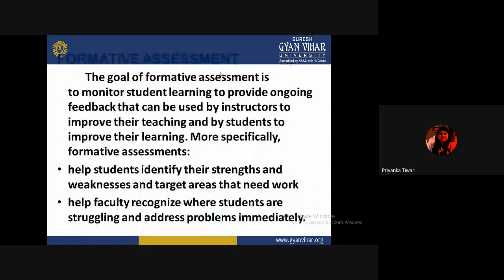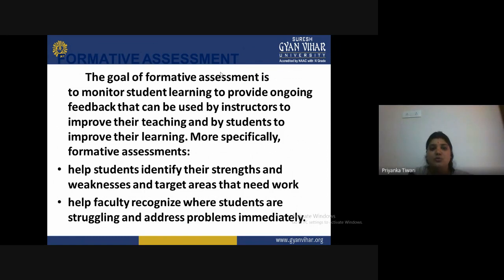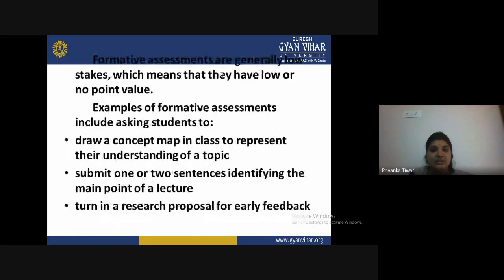In formative assessment, the goal of formative assessment is to monitor student learning, to provide ongoing feedback that can be used by the instructor to improve their teaching and by students to improve their learning. More specifically, formative assessment helps students identify their strengths and weaknesses and target areas that need work. It helps faculty recognize where students are struggling and address problems immediately.